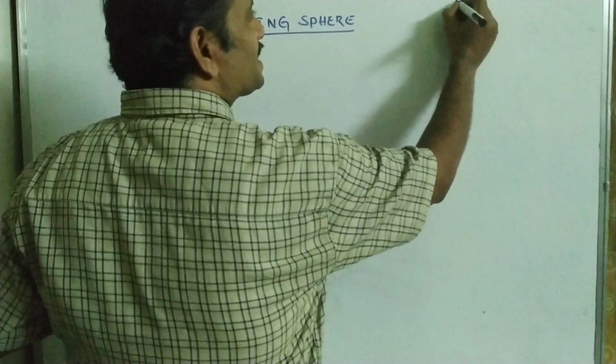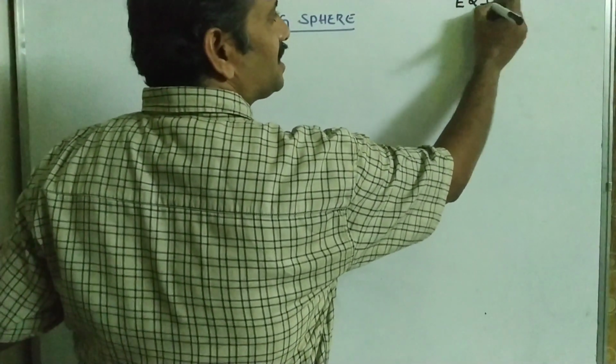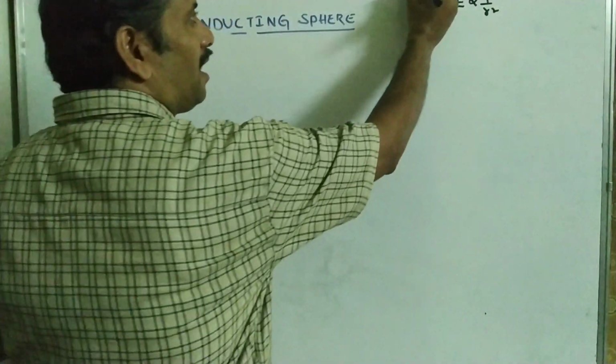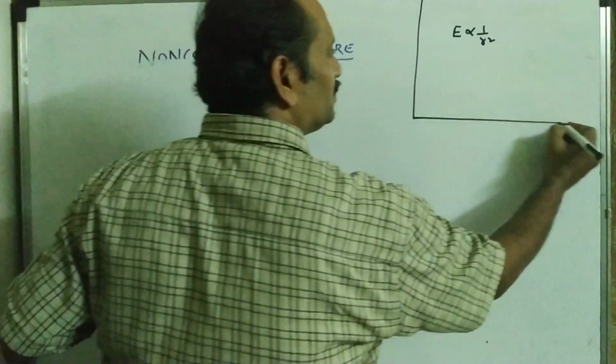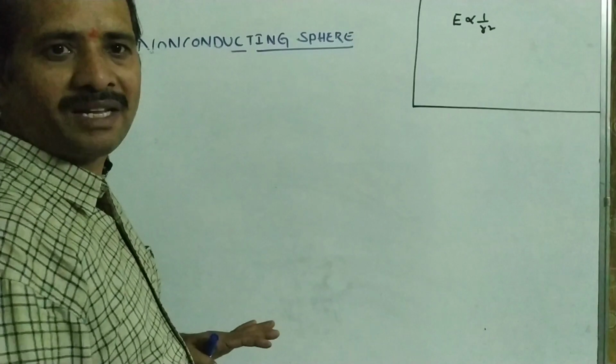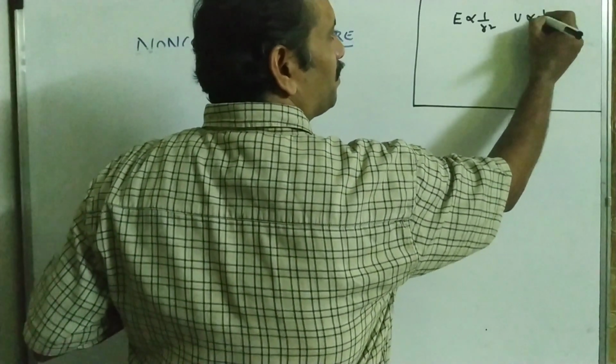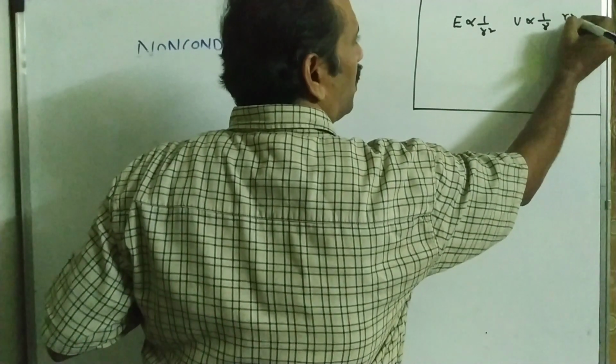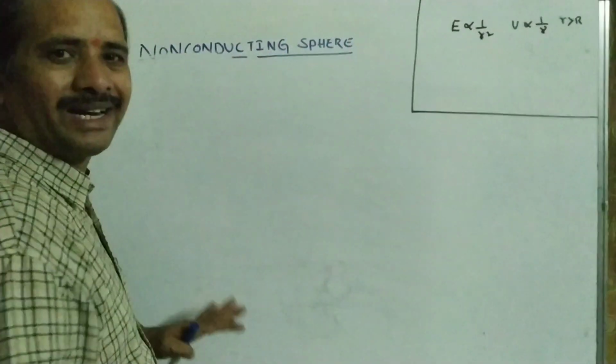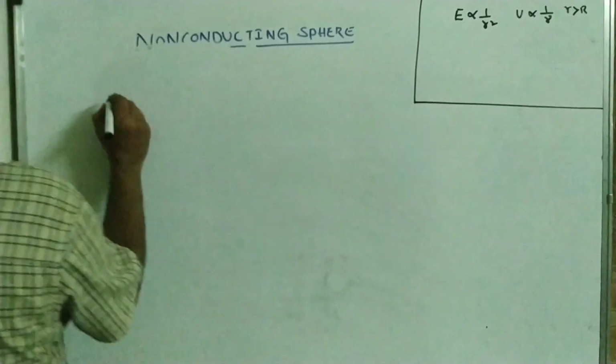Outside we got like this. E is inversely proportional to r square. I am writing the conclusions, all are here. V is inversely proportional to r, when small r is greater than capital R, outside the sphere. Next, sir.